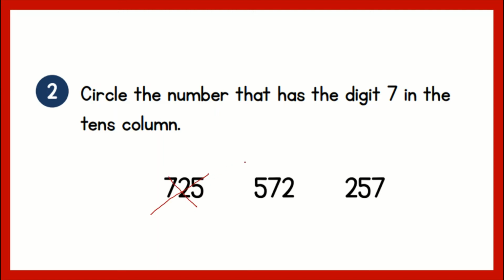If we move on to the second number, this is the tens column and it's a 7. And we're looking for a 7, so that's right. And if we check this last number as well, the middle number is a 5, so this is not the one that we wanted. The middle one is the one that we want.